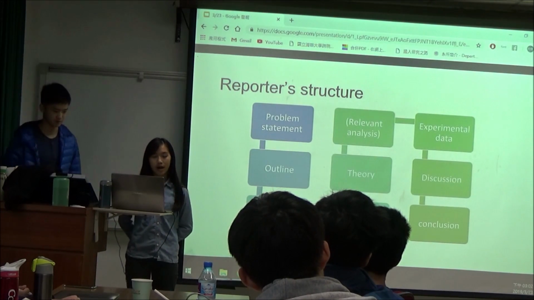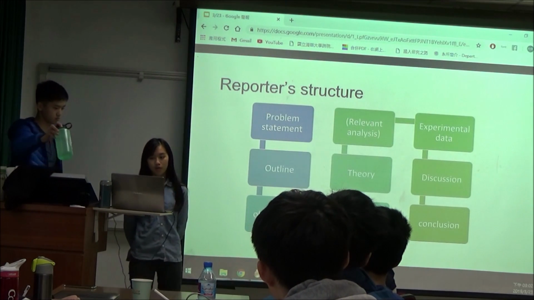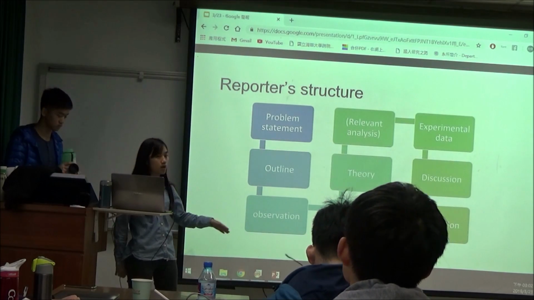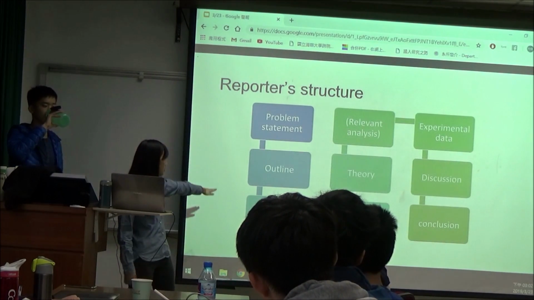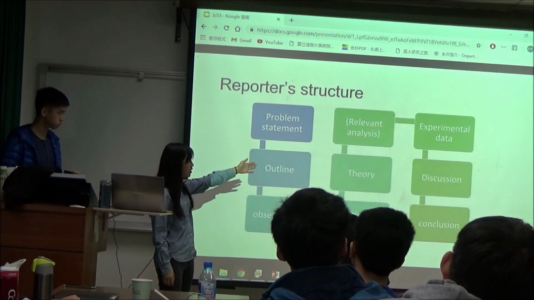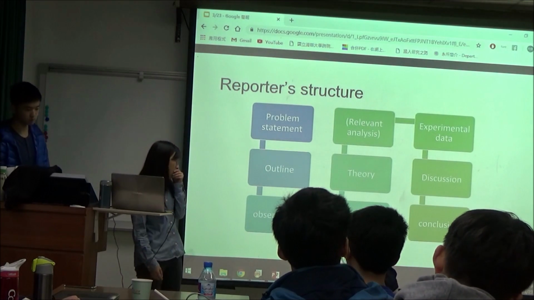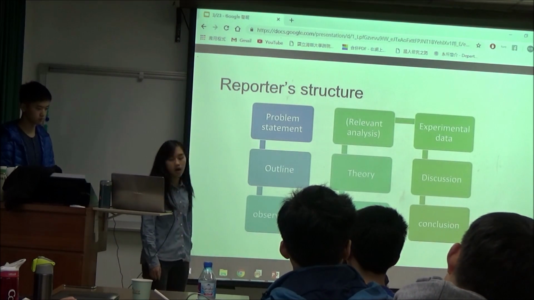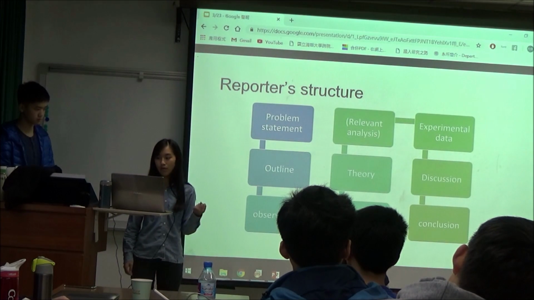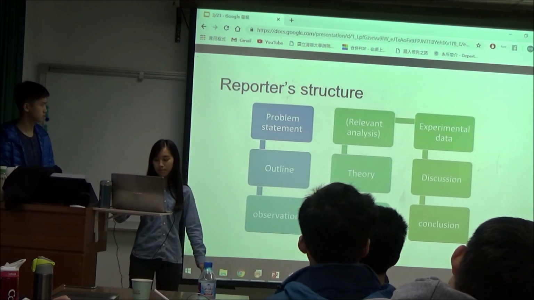What should you prepare? Now we're going to have the introduction of what a reporter should demonstrate in their report. Here is a brief structure of what the reporter should do. First of all, the problem statement, the outline, the observation, the setup, theory, and possibly the relevant analyses, data, discussion, and final conclusion. In the following minutes, I will tell you what you have to do for preparing these pages.